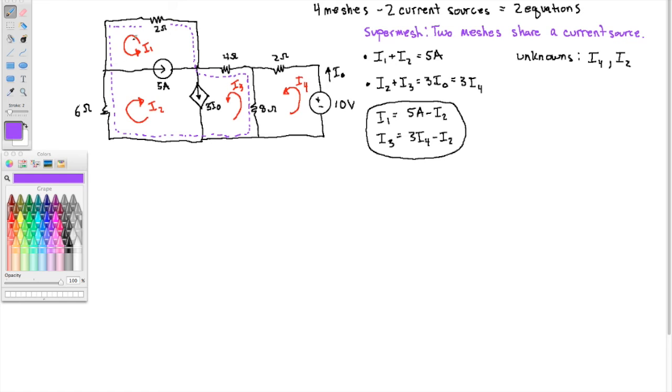We're going to do KVL around the supermesh, and whenever we need I1, we're not going to write I1, we're going to write 5 minus I2. Whenever we need I3, we're not going to write I3, we're going to write 3I4 minus I2. Then we're going to do KVL around mesh 4, and that's going to involve I4 as well. So we're going to finish with 2 equations using only these 2 unknowns. Alright, let's do it. KVL around the supermesh.